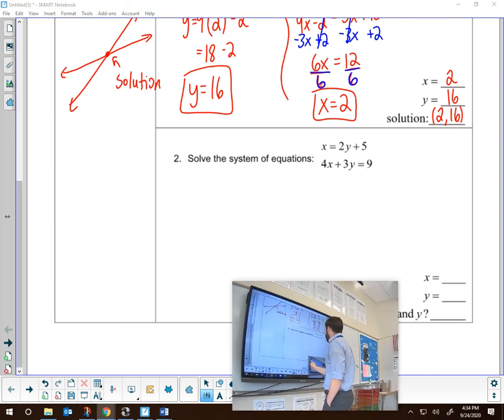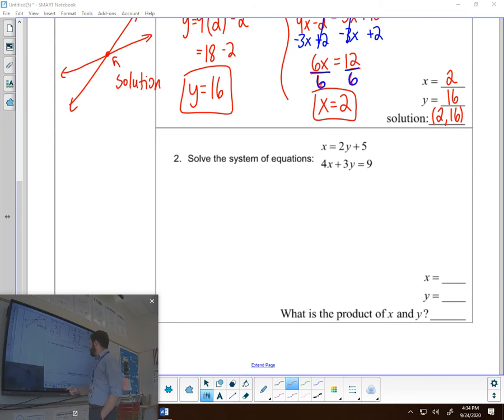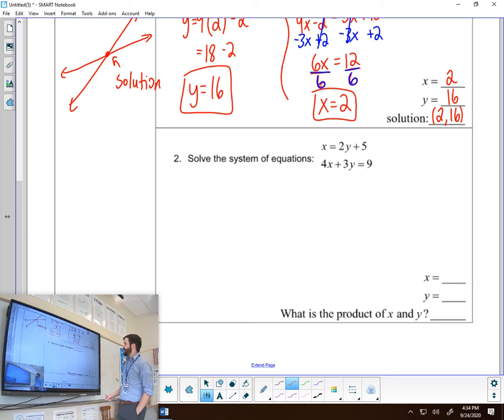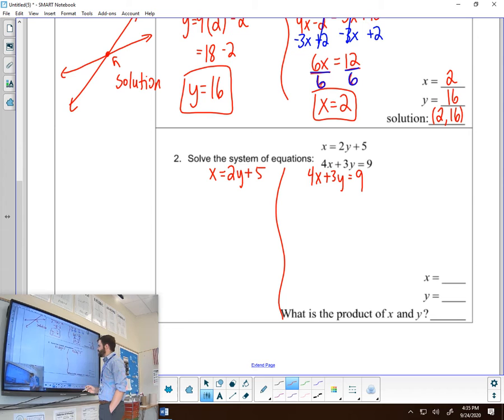So number 2, I'll move this out of the way here. Number 2, we are going to have these two equations: x equals 2y plus 5 and 4x plus 3y equals 9. Like I said, I like to write these out beside each other so we have plenty of room to work. So I'm going to write this one over here, x equals 2y plus 5. I'm going to write this one over here, 4x plus 3y equals 9. I put a break in the middle so I can make sure I keep everything separate.